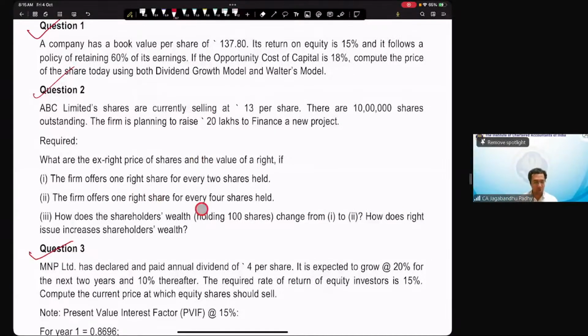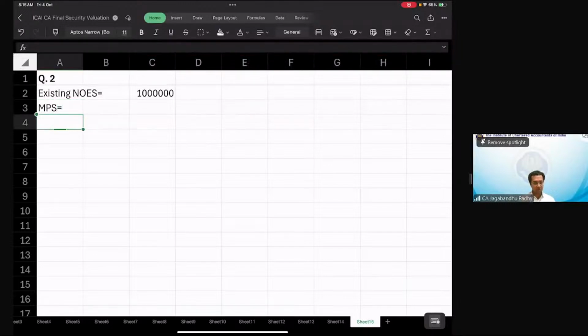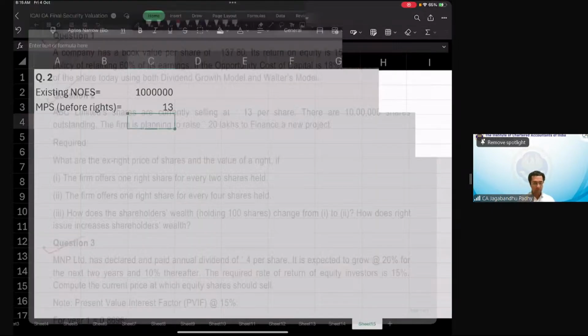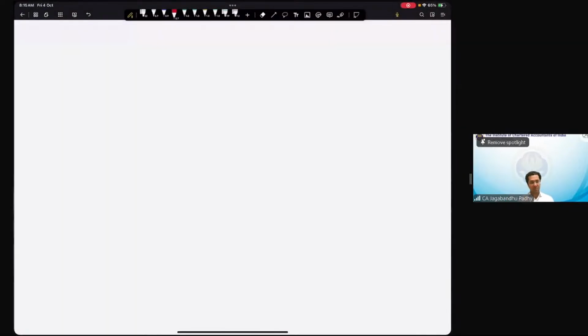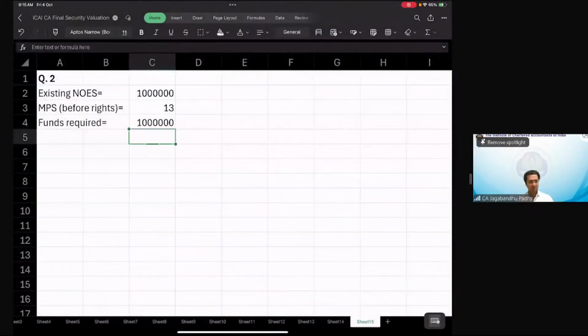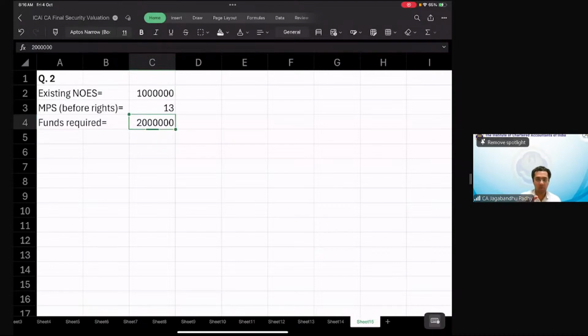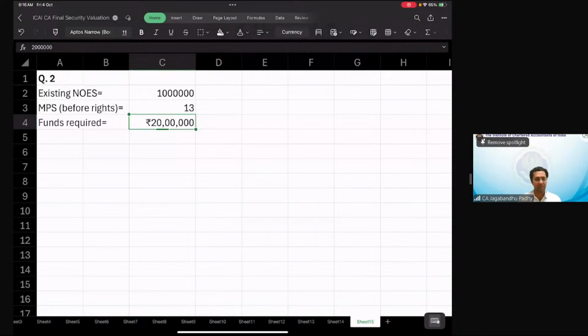Okay, let me first write down the common part. Currently selling at 13, so market price of share before rights is 13. Fund requirement: funds required is, let's say, 20 lakhs. So there are 3 different cases for the question.